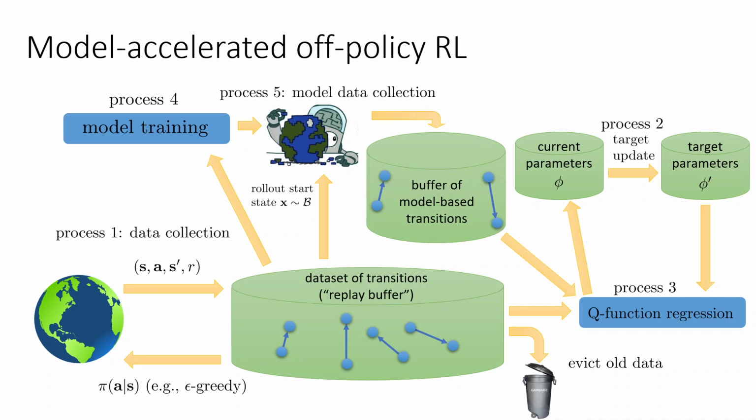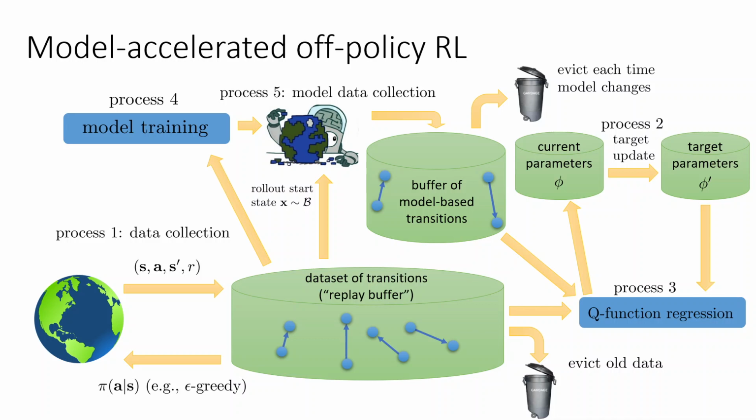And then you would take these transitions you're collecting from the model and you would push them into the buffer of model-based transitions. And now when you're doing your Q function regression, you would sample some data from your model-based buffer and some data from your real buffer. You want to keep them separate because you want to be able to modulate how much real data versus how much synthetic data you use. And typically you would use a lot more synthetic data because the synthetic data is much more plentiful. So the figure is actually a little bit misleading. It looks like the real buffer is bigger, but typically the model-based buffer is actually much larger.